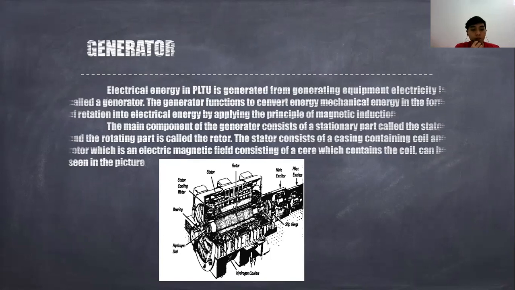The stator consists of a casing containing coils, and the rotor is an electromagnet consisting of a core which contains the coil, as can be seen in the picture.